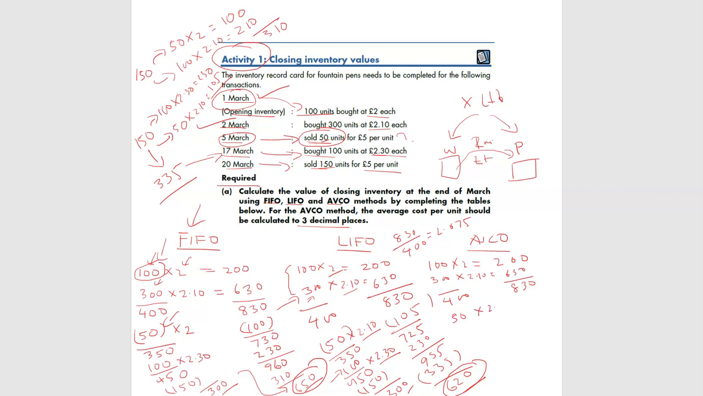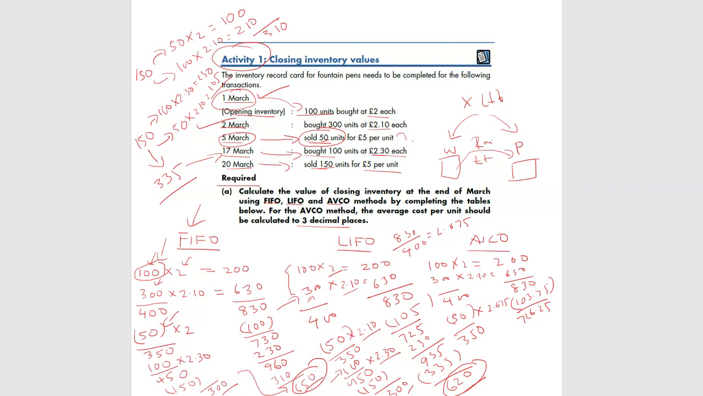the average price 2.075. So times 50 unit, and this will give me 103.75. So now we have 350 unit, and the value for that will be 726.25. That's very simple. Just we need to make the average before we make the issue.